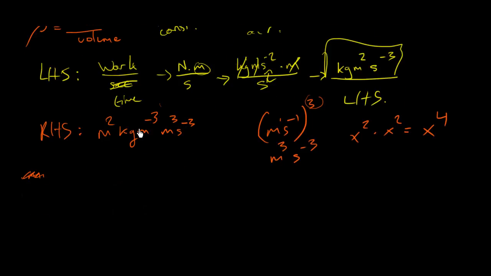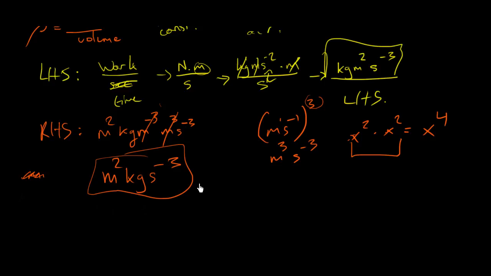What do we have here? Meters to the -3 times meters cubed. So the same way that I said here, when you multiply terms like that with powers, you just add them. So meters cubed times meters to the -3, that's going to add to 3 plus -3, that's going to be 0. So the -3 and the +3 go away, and you're left with meters squared kilograms seconds to the -3. And up here we had kilograms meters squared seconds to the -3.